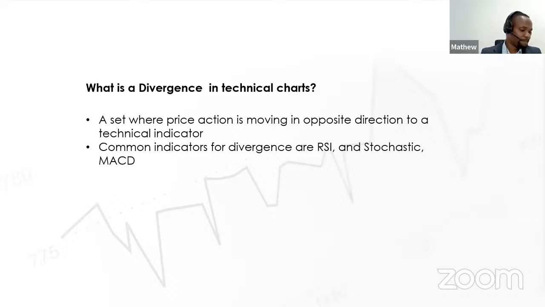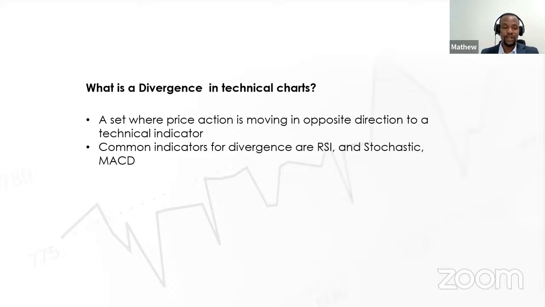Exactly. We've both mentioned a change of a trend, but you can as well use divergences for a continuation of a trend. Yes. But before we look at the setups and the examples, what is a divergence in technical charts? It's basically where the indicators you are using and the price action are showing different things. Like you have an uptrend on the price action, and when you look at the indicators, you're seeing it's not being confirmed, right?